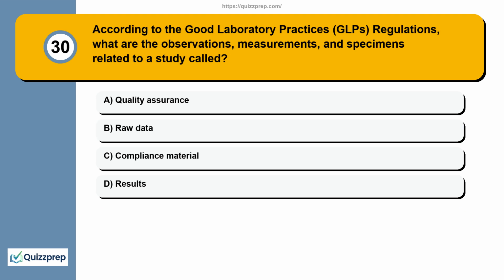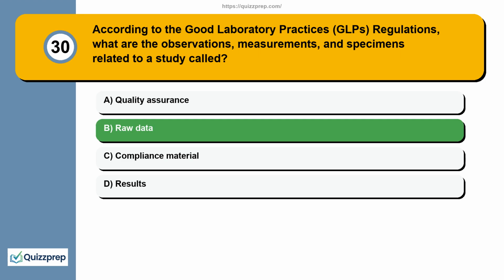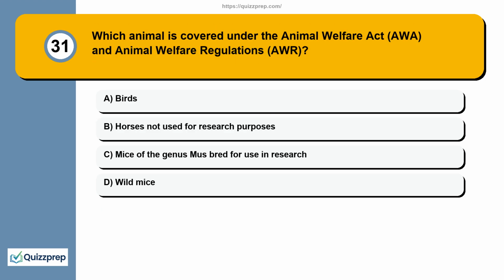Question 30. According to the Good Laboratory Practices, GLPs, regulations, what are the observations, measurements, and specimens related to a study called? Option A. Quality assurance. Option B. Raw data. Option C. Compliance material. Option D. Results. The correct answer is option B. Raw data.